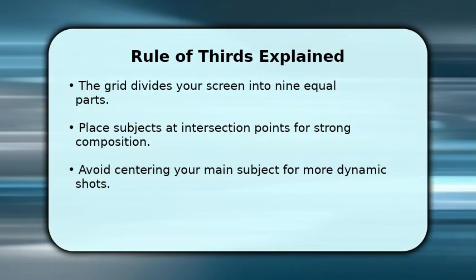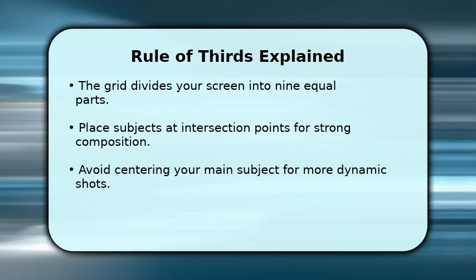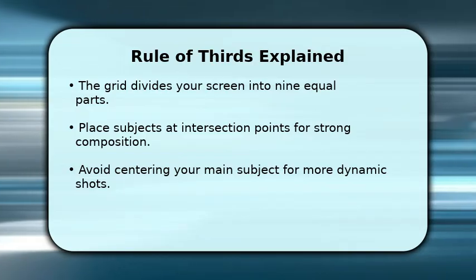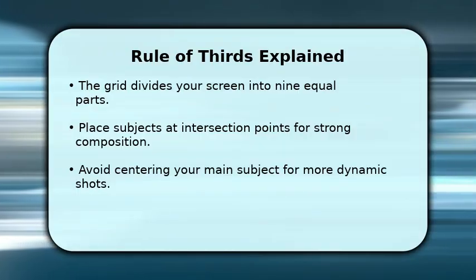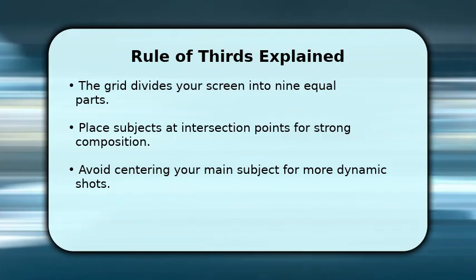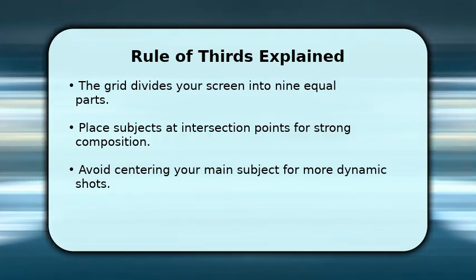Once enabled, you'll see 2 horizontal and 2 vertical lines, creating 9 equal sections. This is the rule of thirds. The key is to place your main subject or important elements along these lines or, even better, at their intersection points. This technique creates more visually appealing and dynamic photographs than simply centering everything. It's a fundamental principle for balanced imagery.